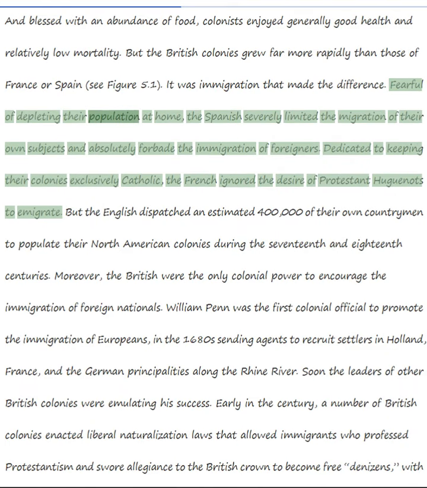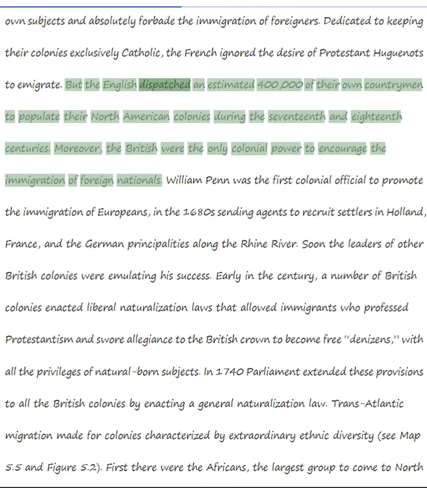Fearful of depleting their population at home, the Spanish severely limited the migration of their own subjects and absolutely forbade the immigration of foreigners. Dedicated to keeping their colonies exclusively Catholic, the French ignored the desire of Protestant Huguenots to emigrate. But the English dispatched an estimated 400,000 of their own countrymen to populate their North American colonies during the 17th and 18th centuries. Moreover, the British were the only colonial power to encourage the immigration of foreign nationals.